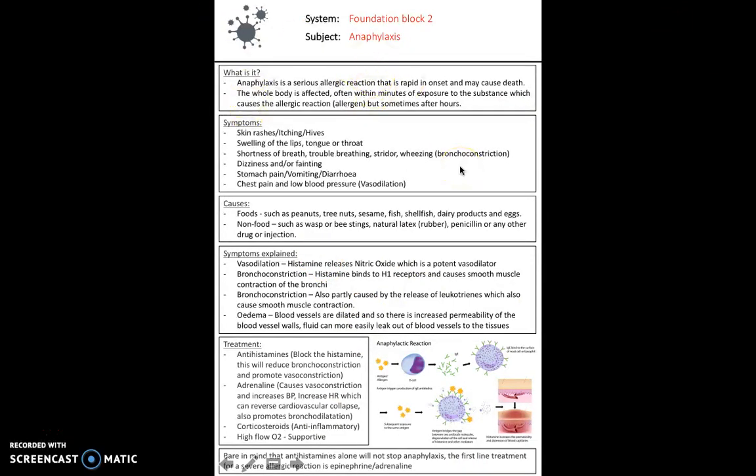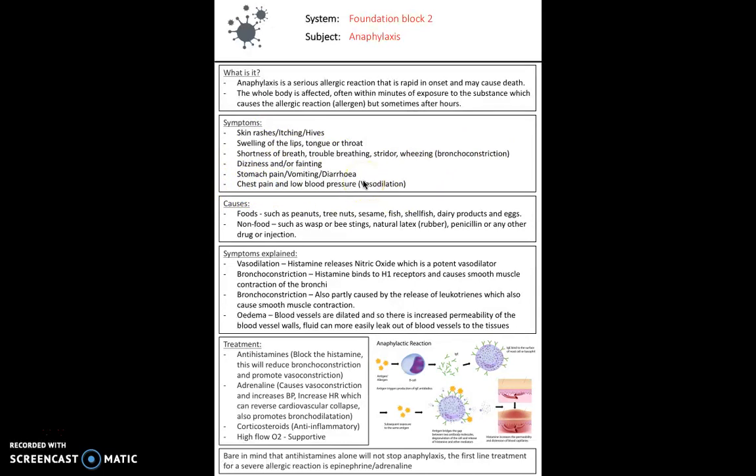So anaphylaxis simply means a serious allergic reaction that occurs very quickly and can cause death. It can affect the whole body, often within minutes, in response to the substance that you've been exposed to, the allergen, but sometimes it can also occur after hours. It can cause skin rashes, itching and hives. It can cause swelling of the lips, tongue and throat. It can cause systemic problems, so shortness of breath due to bronchoconstriction. It can cause chest pain and low blood pressure due to vasodilation.